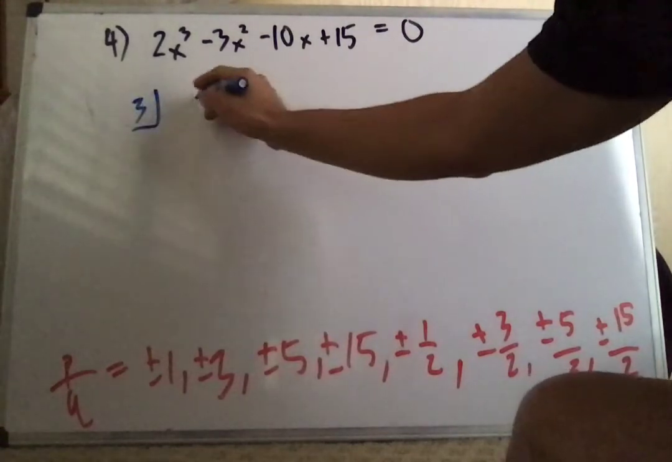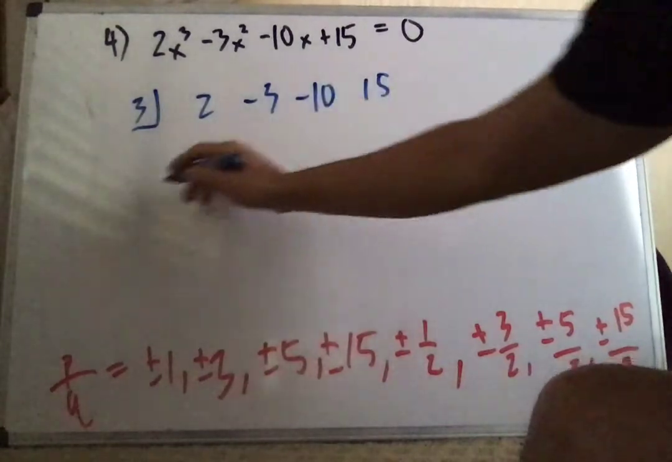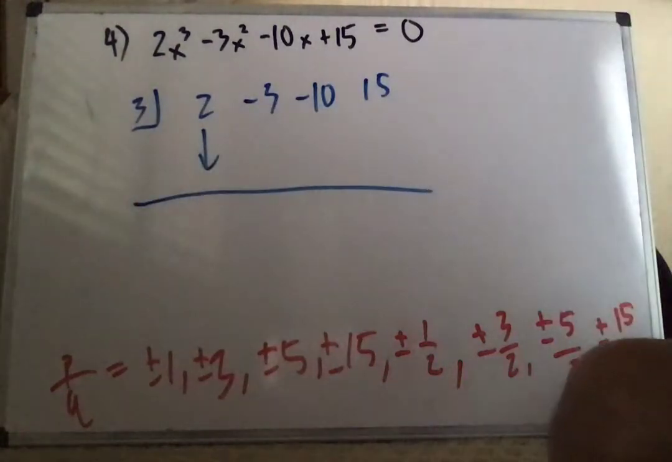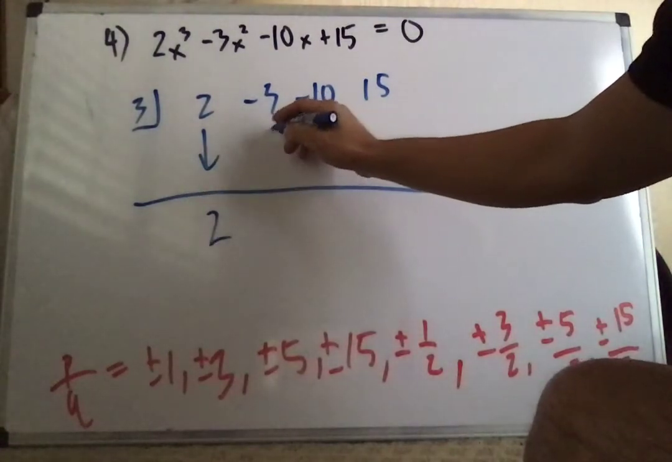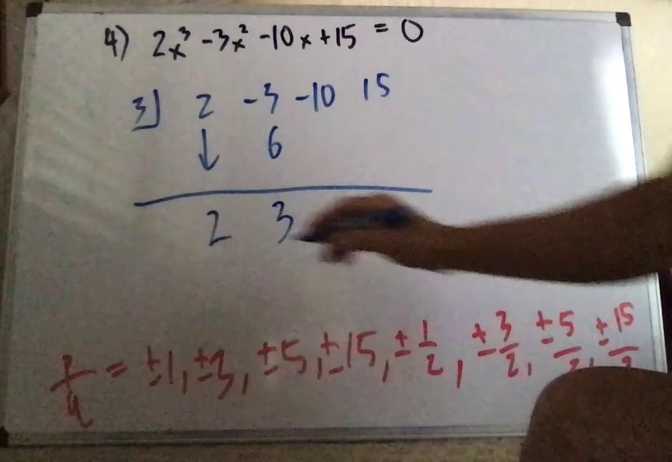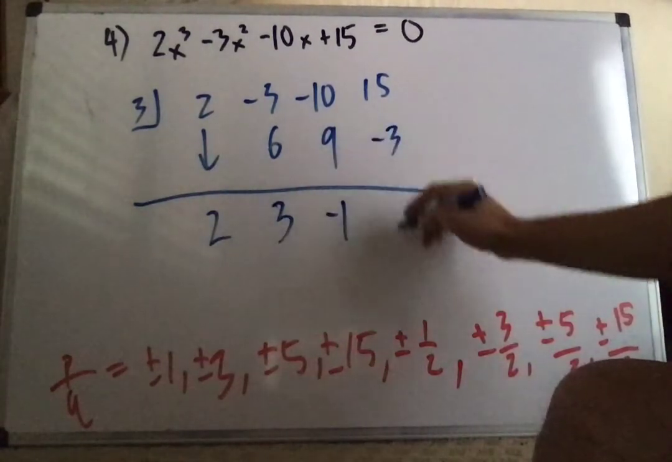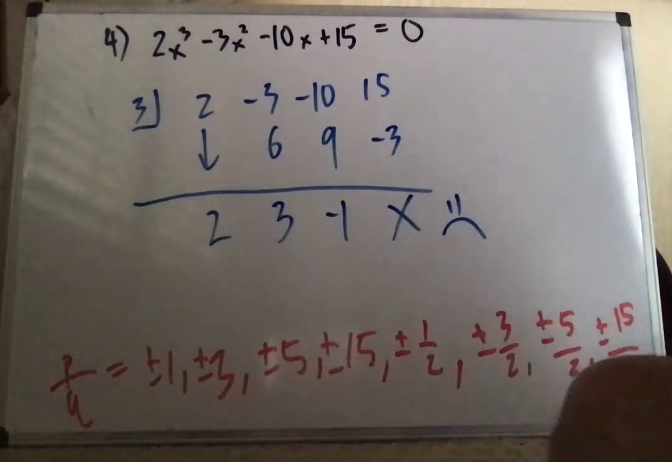So 3. That's 2, negative 3, negative 10, 15. Those are my coefficients. We do the usual thing. Bring the 2 down. That's going to be 2. 2 times 3 is 6. It's going to be 3. That's 9. Negative 1. Negative 3. So that is not 0. Did not work.